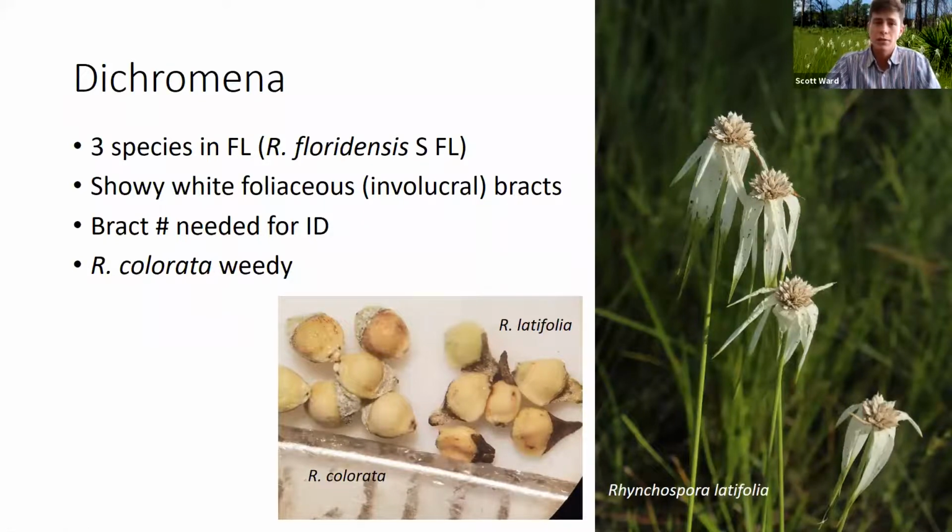Floridensis is more restricted to South Florida, and that's a cespitose species as opposed to rhizomatous and the 2 other species, colorata and latifolia. Like I said, they have these really showy bracts, so they're hard to miss. And the number of bracts is how you separate colorata from latifolia. The achenes are not often looked at with these species because you can usually just look at the bract number and ID them, but I still think the achenes look pretty cool. So the beaks are a little bit longer and less deltoid shaped in latifolia than colorata.